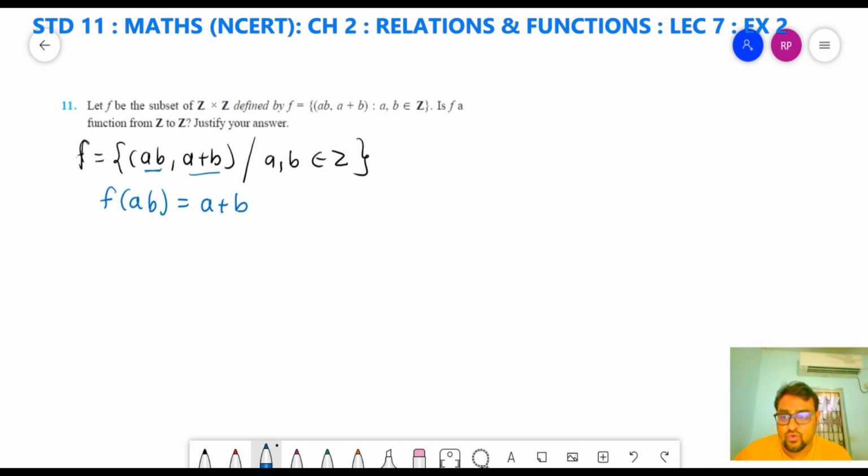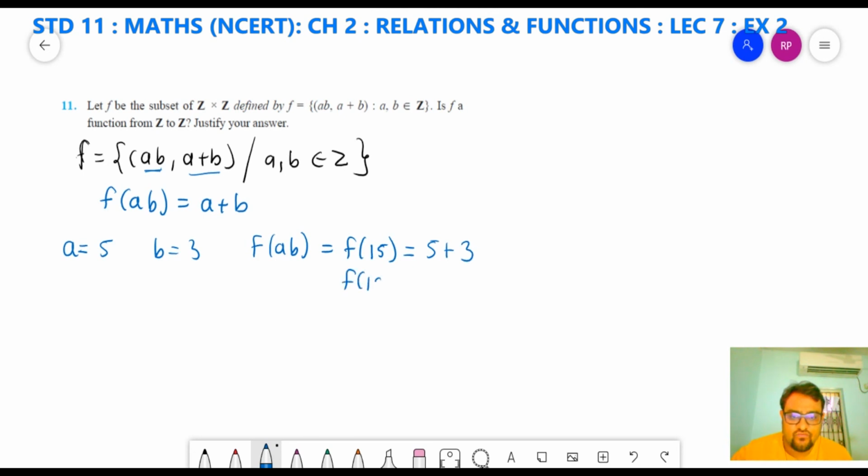So now what I can do, if I take two positive values and multiply, the answer will be positive. If I take two negative values and multiply, the answer will be positive, right? So let's take simple, a equal to 5 and b equal to 3. So f of ab will be equal to f of 5 threes are 15. And what is that? Here it is a plus b, right? So 5 plus 3. So f of 15 is equal to 8.